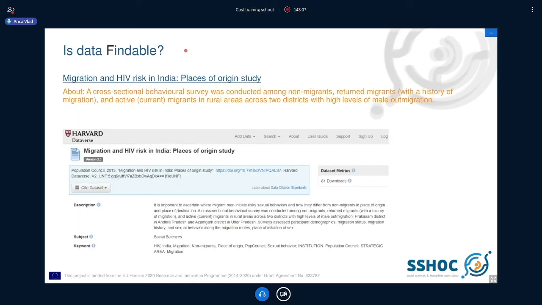Again, in terms of findability, I included an example here. This is from Harvard Dataverse, and this is migration and HIV risk in India. This is a good example because we have the DOI included at the very top. This is the keywords and the description of the dataset. And so this is the key that we were looking for. This persistent identifier is included in the citation of the dataset.